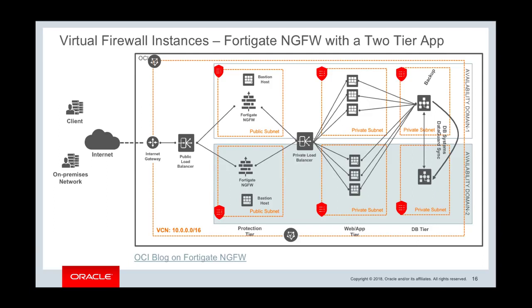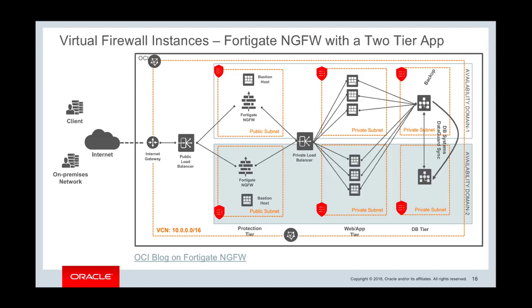The blog link is given there, which gives detailed steps on how to set up a virtual firewall from FortiGate within Oracle Cloud Infrastructure. From an architecture perspective, you can see that there is a public subnet within two different availability domains, and there are two instances of the FortiGate virtual firewall running inside the two availability domains. In front of them is a public load balancer, so all the traffic coming in is load balanced across the two availability domains.